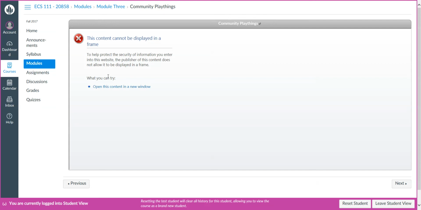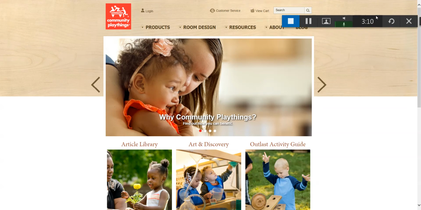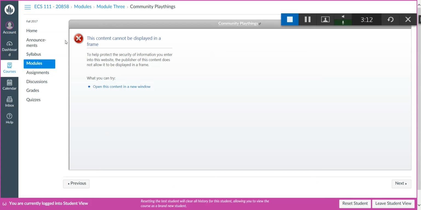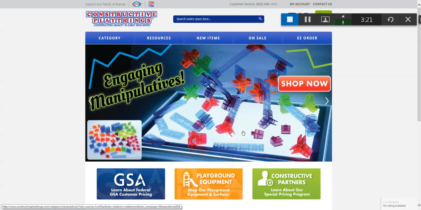Remember, when this comes up over here on the left, you can click on the link at the top. This is a vendor, Community Playthings, so I'd like you to check that out. There we go. And then I have several vendors actually. This is another one called Constructive Playthings. You're going to want to look through there.